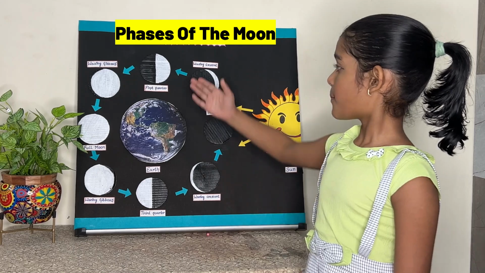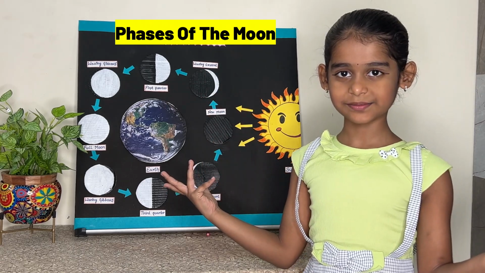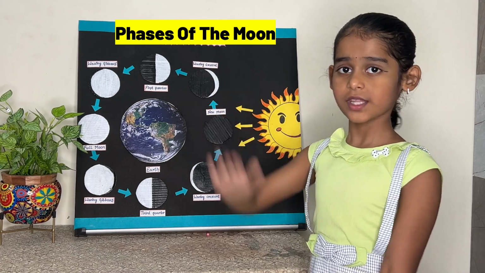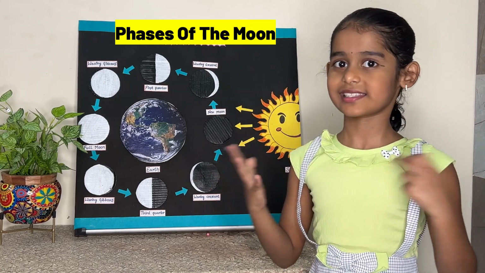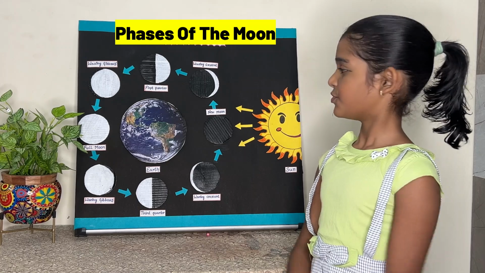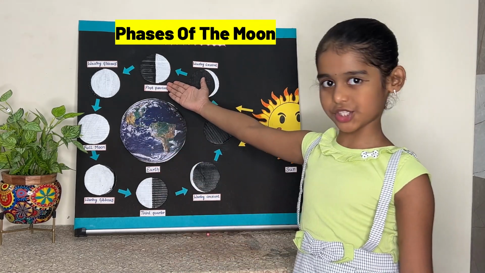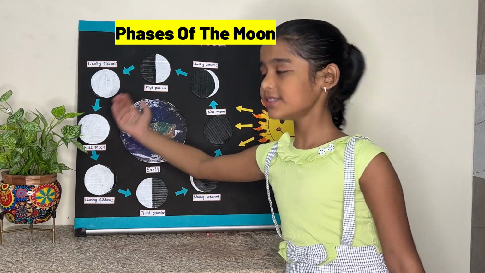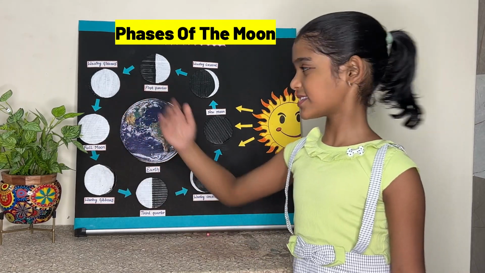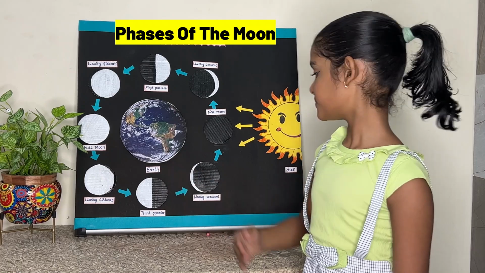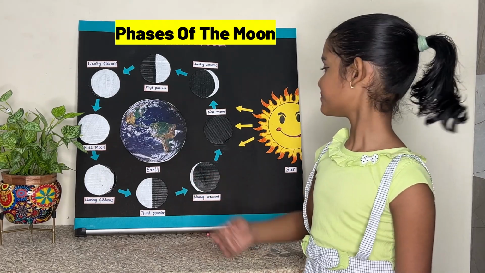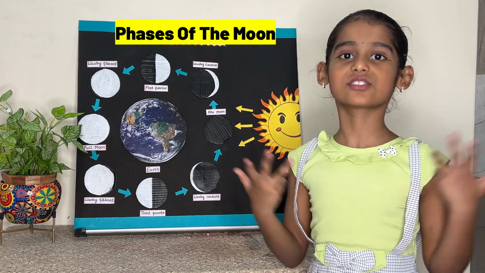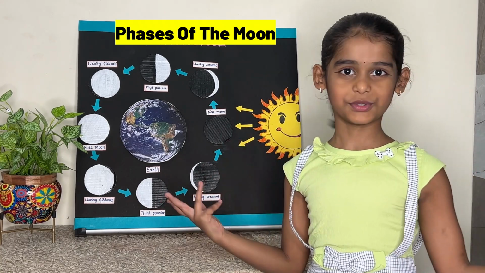The parts of the moon that we see shining are known as the phases of the moon. There are 8 phases of the moon. Those are first quarter, waxing gibbous, full moon, waning gibbous, third quarter, waning crescent, new moon and waxing crescent. This is all about the phases of the moon.